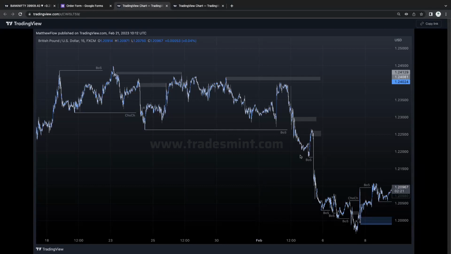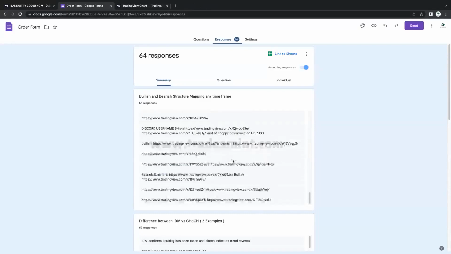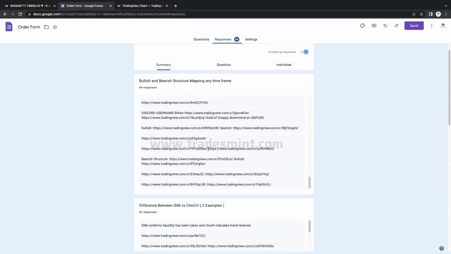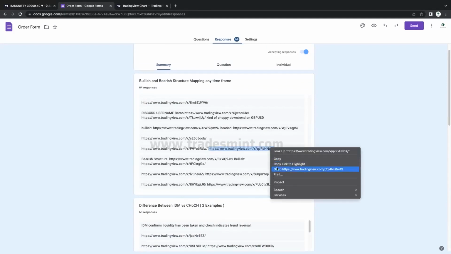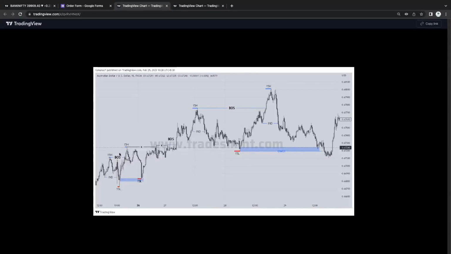Perfect. Because most of the community members are able to identify the structure mapping, right? Which is a very good thing. Perfect. Okay. Inducement, taken out the inducement, higher low, higher high. Okay. Perfect. Yes, sir. This one is also valid.